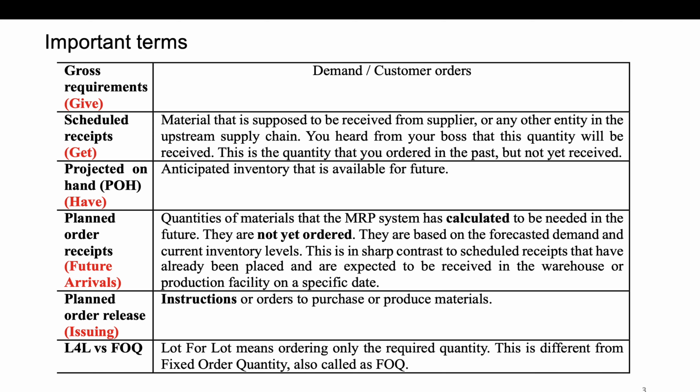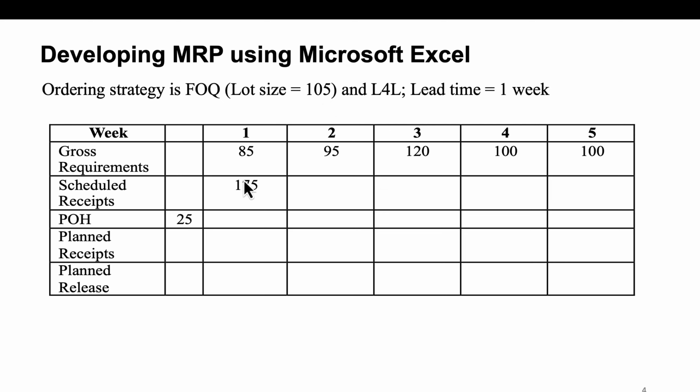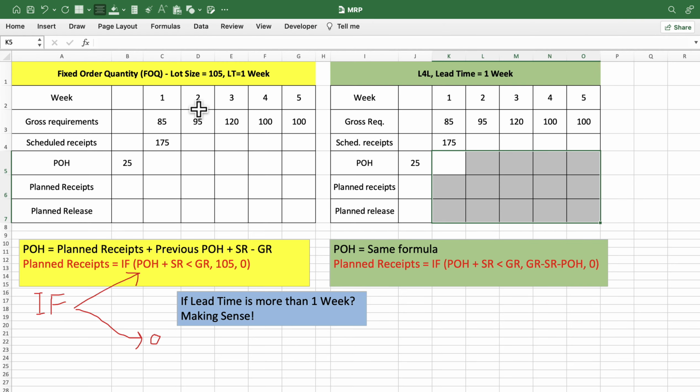Here is an example where we will be calculating MRP using Microsoft Excel. We will be doing this calculation using both fixed order quantity, whereby we will be using a lot size of 105 units throughout, which means every time we place an order, it will be 105. And secondly, we will also be doing the same thing using lot for lot, and lead time is 1 week. This is our data in Excel, and as you can see here, this is our week. So there are 5 weeks. We will be developing MRP using both fixed order quantity and lot for lot approach.